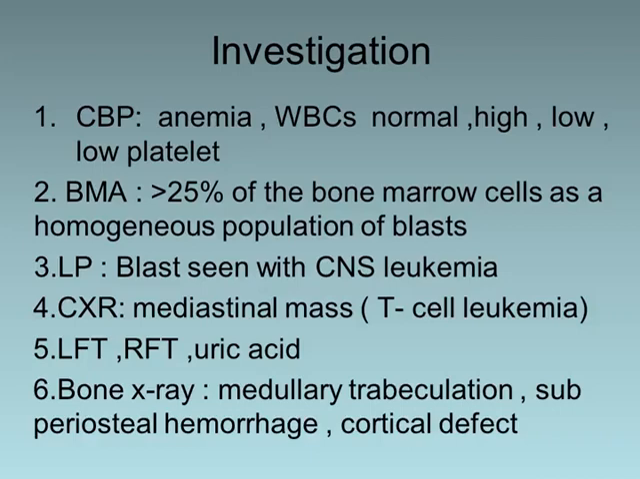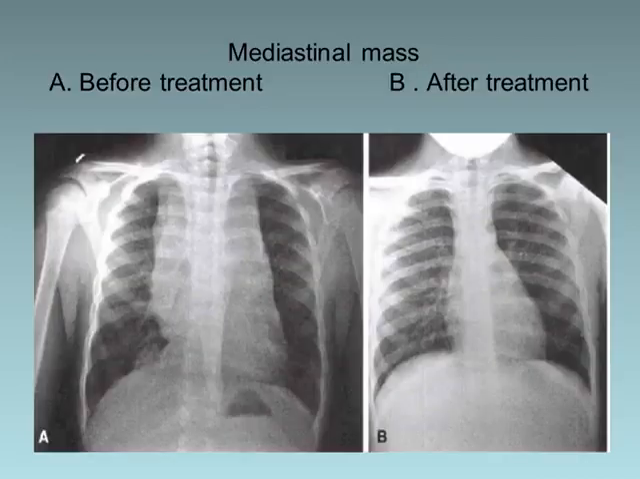Chest X-ray is necessary to detect a mediastinal mass, which indicates T-cell leukemia. Liver function, renal function, and uric acid should be done before starting therapy, and bone X-ray is done only if there is joint pain and bone pain. It will show medullary trabeculation, subperiosteal hemorrhage, and cortical defect. This is a chest X-ray of a child with a mediastinal mass. Before and after treatment, it will be back to normal.